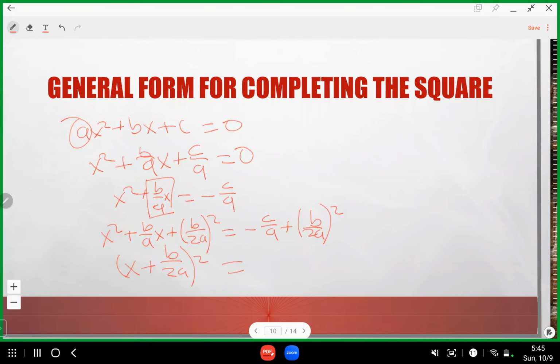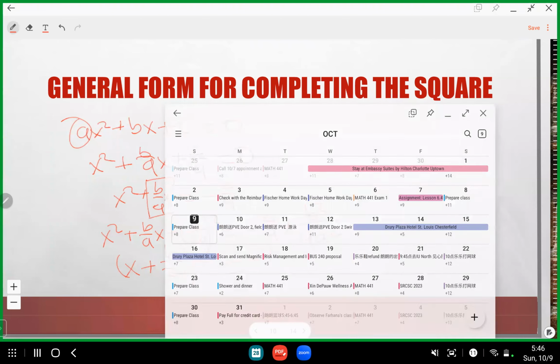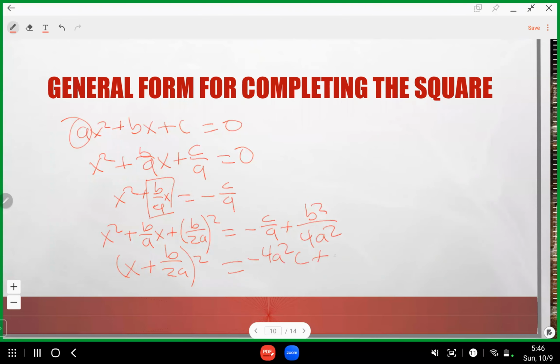Okay, then this part is going to be equal to negative 4ac. Let me square this out first, make it clear: 4ac minus a squared c plus ab squared over 4a to the cube. So then you get rid of the a. Plus b squared over 4a.